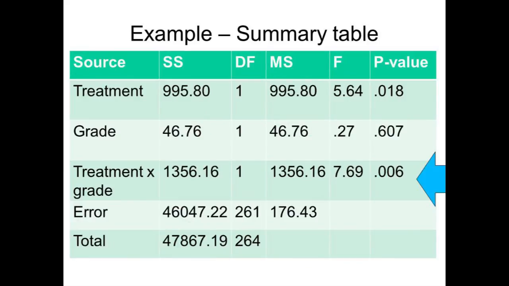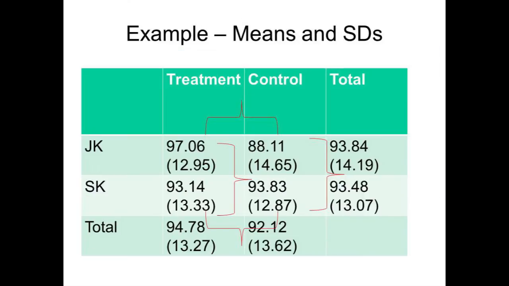And then finally, our interaction term is lower than 0.05, so we can reject that null hypothesis and say that there's an interaction between treatment and grade. Now, what does that mean? Well, it means that one of these relationships is not like the others. So there's a difference somewhere in these four means, but specifically the relationship between one of the independent variables is different at one of the levels of the other independent variable. Or to put it another way, one of these differences is not like the other differences.